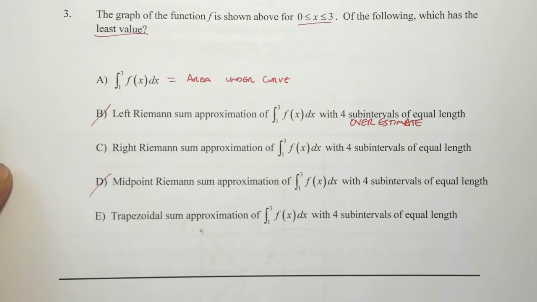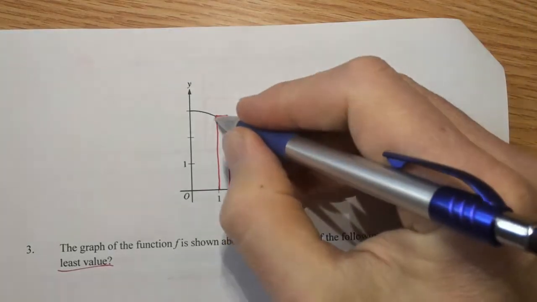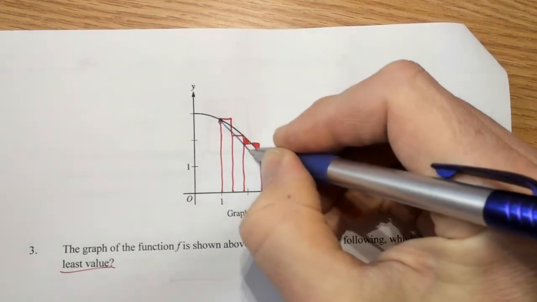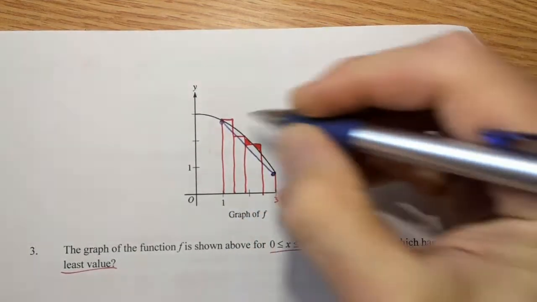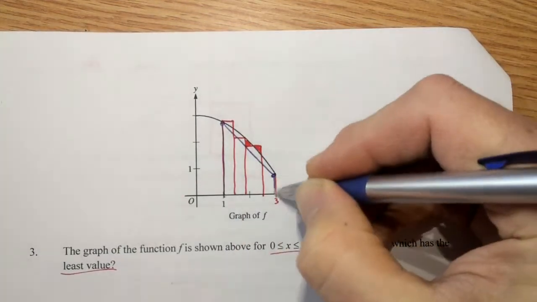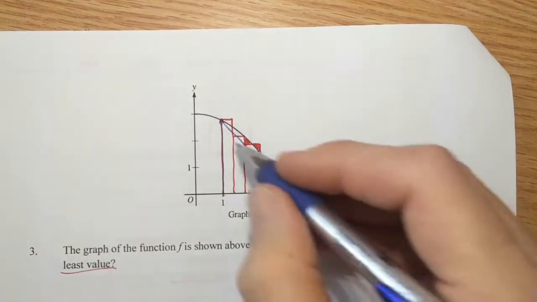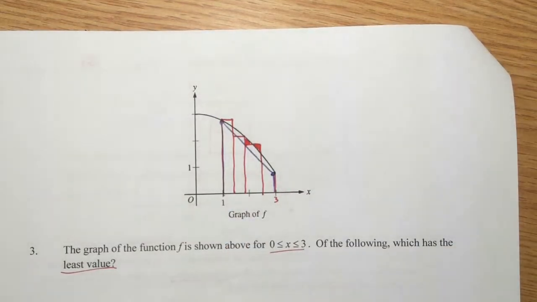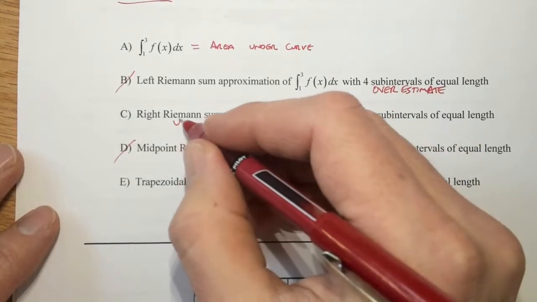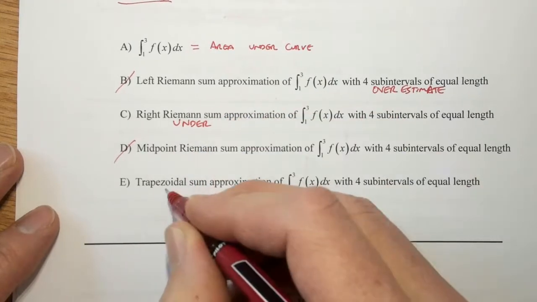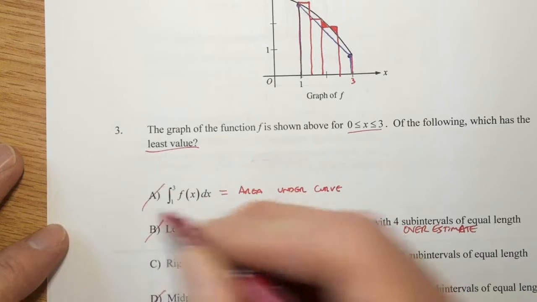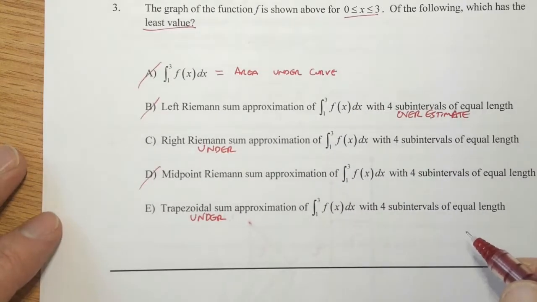And now we get the trapezoid sum. The trapezoid sum deals with the concavity. If I make a big trapezoid right here, I can see that the trapezoid is definitely smaller than the actual area. So the trapezoid is an underestimate as well. So we know that a right Riemann sum is an under, and we know that a trapezoid is an under. This is the actual area, so that's out as well. The answer is either going to be C or E.